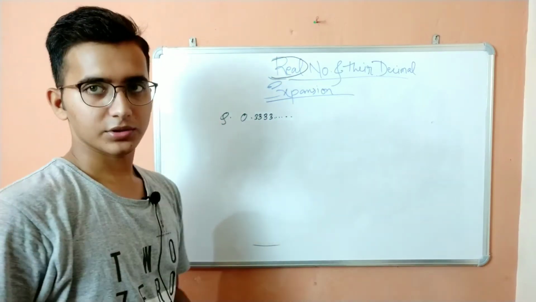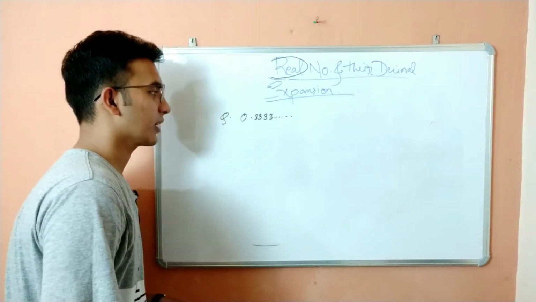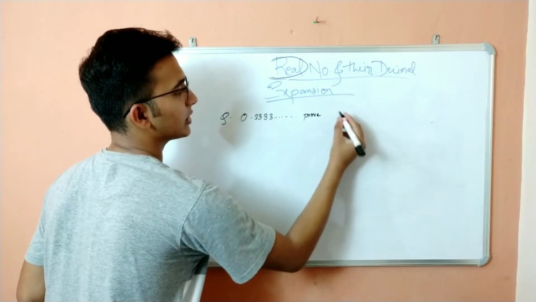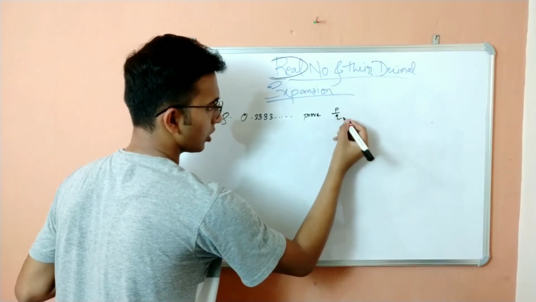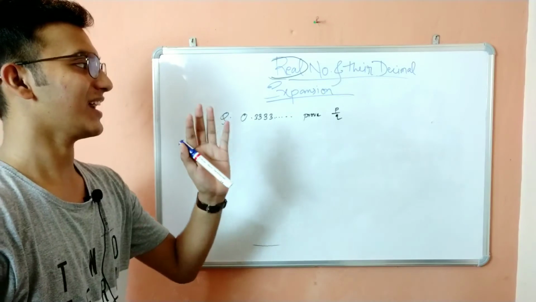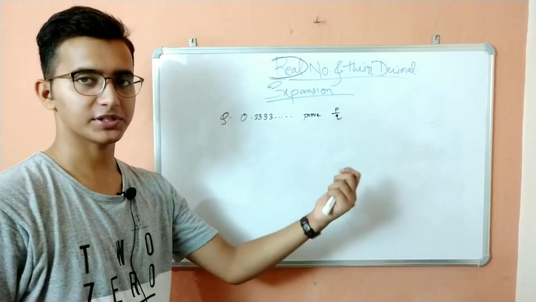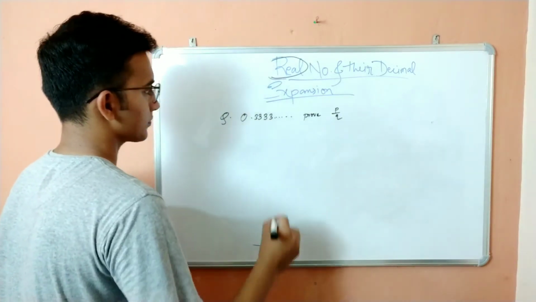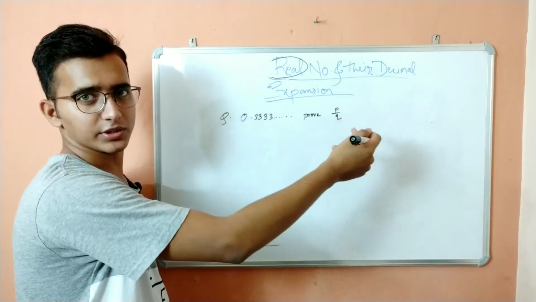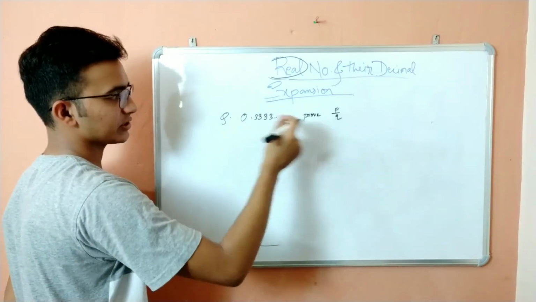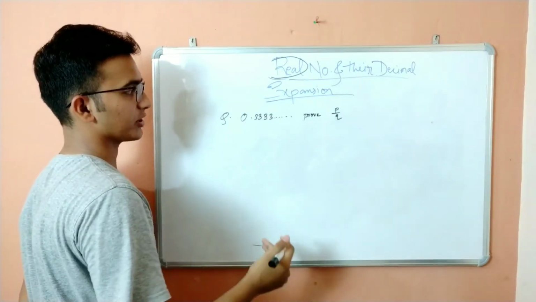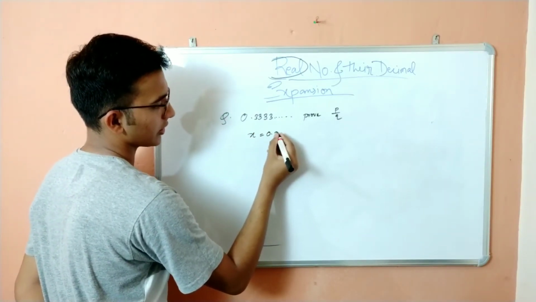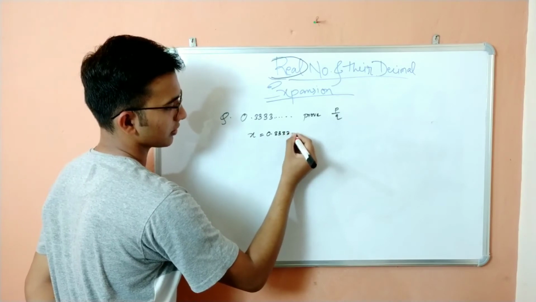So this number 0.3333 which goes on, you will be asked to prove that this can be represented in the form p by q, or to prove that this number is a rational number, which means it can be represented in the form p by q. Now, how to do that? Very simple. We don't know what this p by q is, isn't it? We do not know from which fraction this 0.3333 came. So I can say x equals 0.33 and goes on.